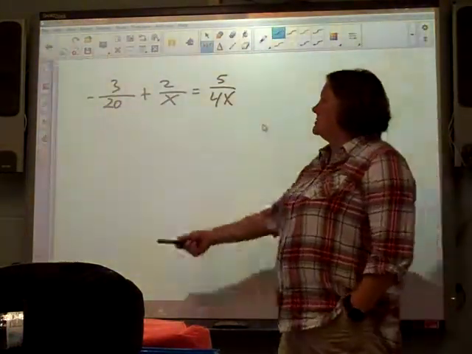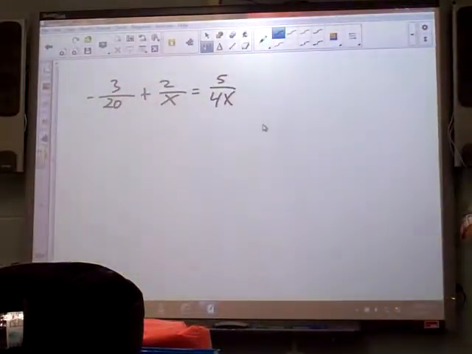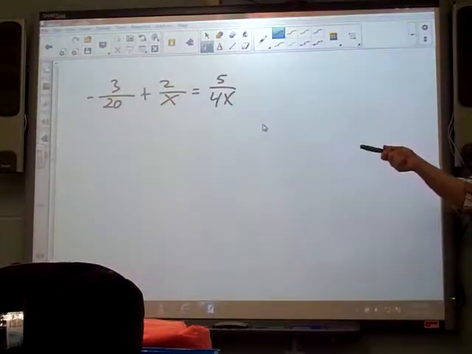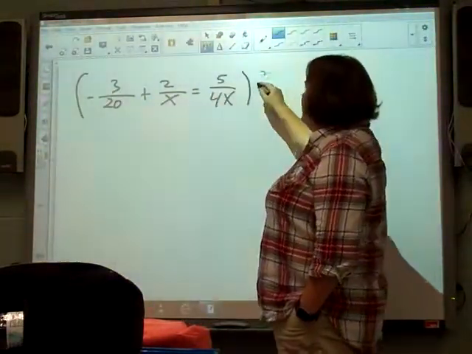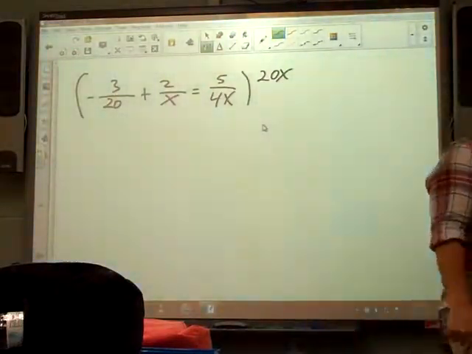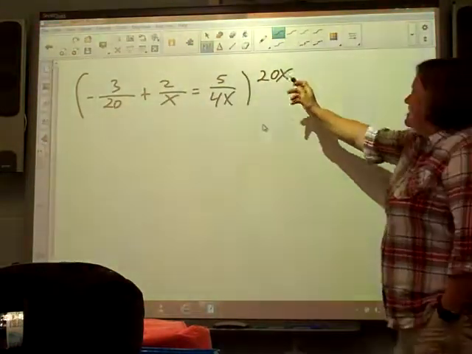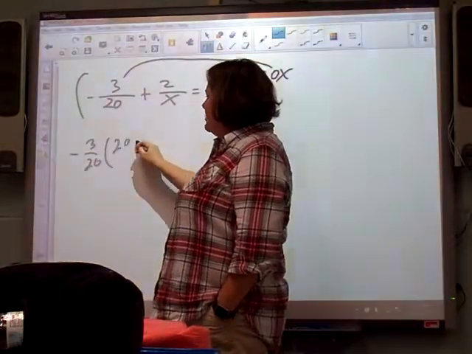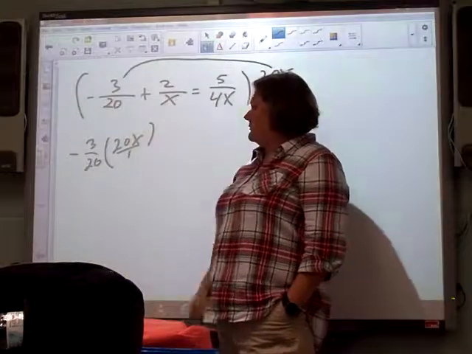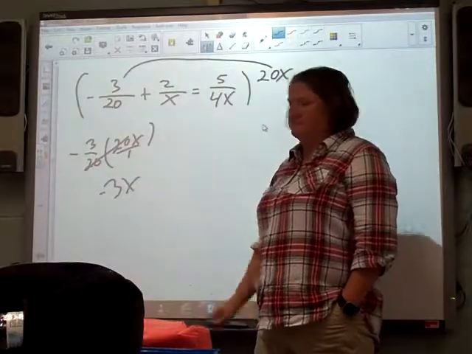So I'm looking at the denominators I have now, 20x and 4x, and I'm trying to find the smallest thing that they'll all go evenly into. 20 won't go into 4. The 20, and what else does it need to have? An x. Very good. So I'm going to multiply this whole thing by 20x. That's going to cancel my fractions out. This first time I'm going to show you the steps, but after that we might skip some stuff. If I take this 20x and multiply it here, negative 3 over 20 times 20x, it's the same as 20x over 1, right? The 20s would cancel out, so I'll just have negative 3x.